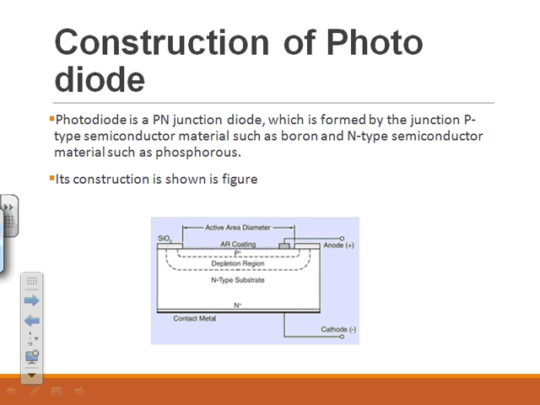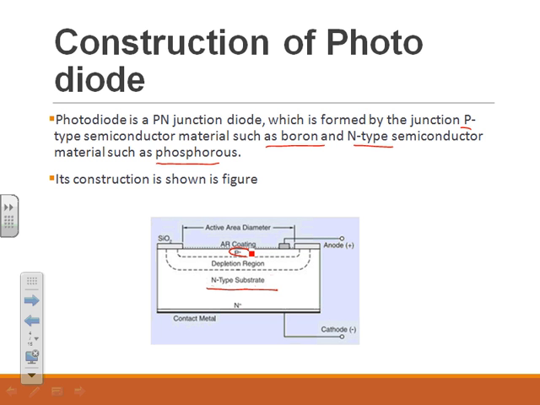The structure of a photodiode is shown here. It is a PN junction diode, formed by P-type semiconductor materials such as boron and N-type semiconductor materials such as phosphorus. Here we show the construction of the photodiode. This is an N-type substrate, a heavily doped N-type substrate. Into it, a lightly doped P-type material is doped using the diffusion process.